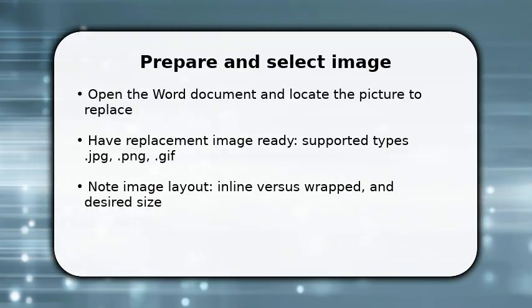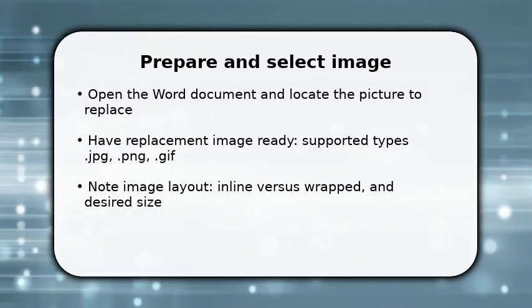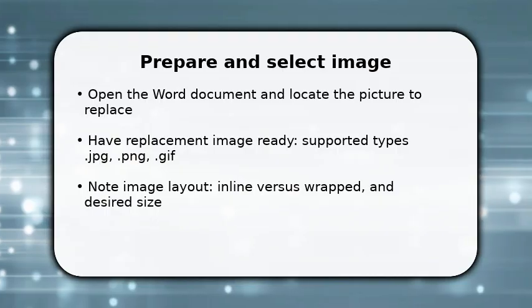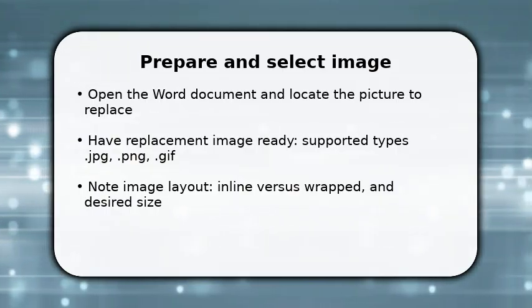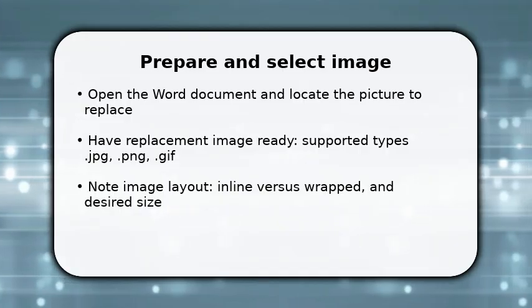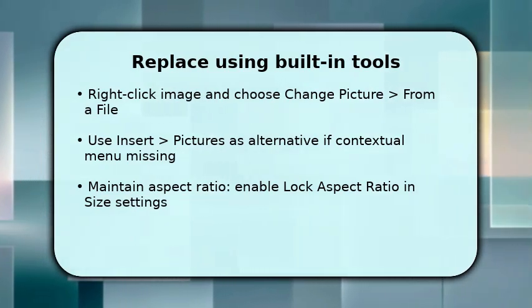Next, check the ribbon. If you see Picture Format, you're set. Make sure your replacement file is accessible, desktop or folder, and note whether the image is inline or wrapped, because that affects how Word preserves layout and text flow. You will now replace the image without disrupting layout.